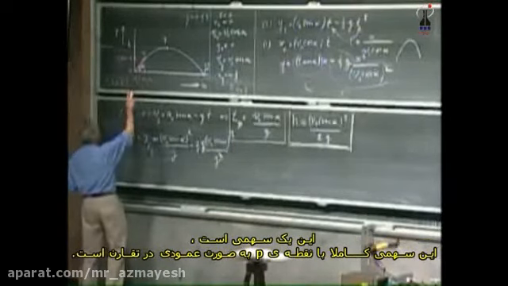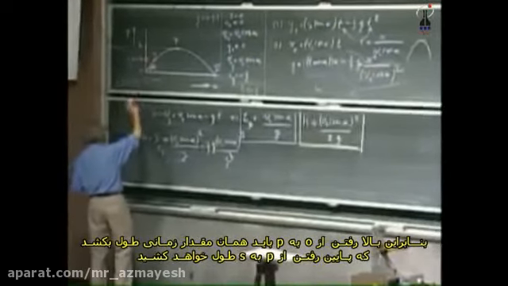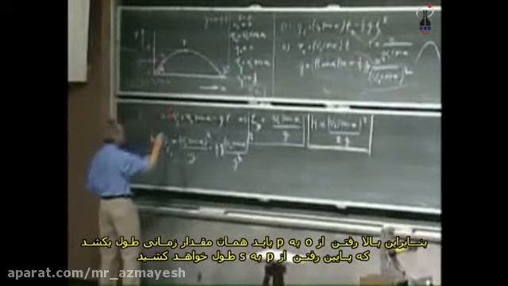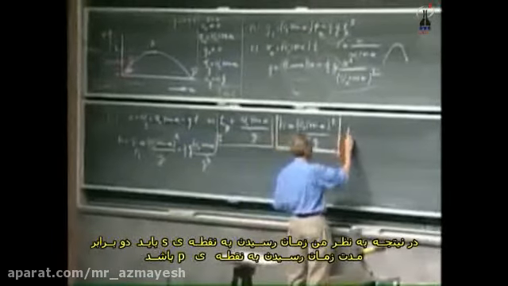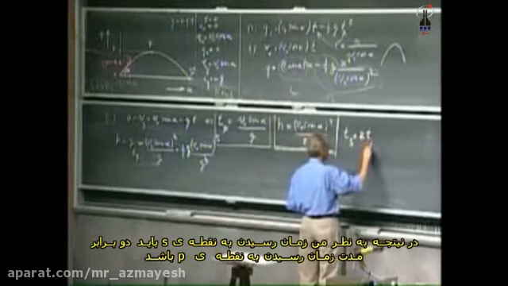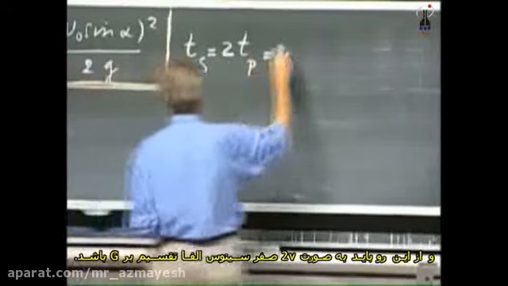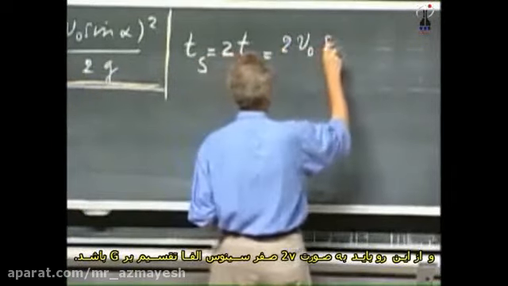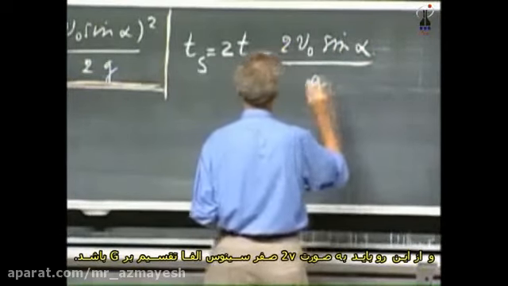This is a parabola, so it's completely symmetric about the vertical about P. So to climb up from O to P must take the same amount of time as to go down from P to S, and so I claim that the time to reach point S must be twice the time to reach point P, and therefore it's going to be 2v0 sine alpha divided by g.